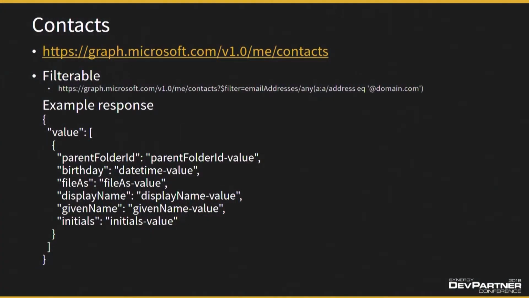You can also do sort of clever things. Again, because it's an OData API, you can filter those contacts by doing things like, hey, I want to get all the contacts where the address ends in some particular domain. And then the API will go out, do that operation, and give you back a list of all the contacts that are for that specific domain. And here is an example response that includes things like their birthday and display name and given name and initials and those sorts of things.